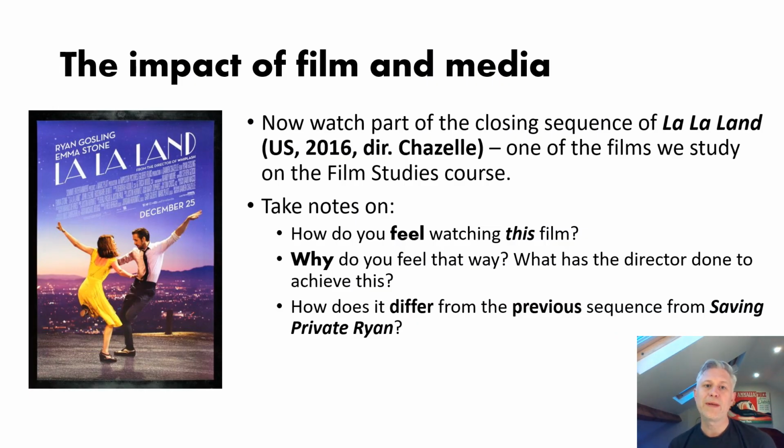What I would like you to do now is have a look at a sequence from another film. It's from La La Land, which is one of the films that we study on the syllabus, and it's part of the closing sequence. What we're going to see here is the end of the film, where Mia and Seb don't get together. The protagonists that you can see in the poster there, their romance doesn't work out. They end up leaving each other.